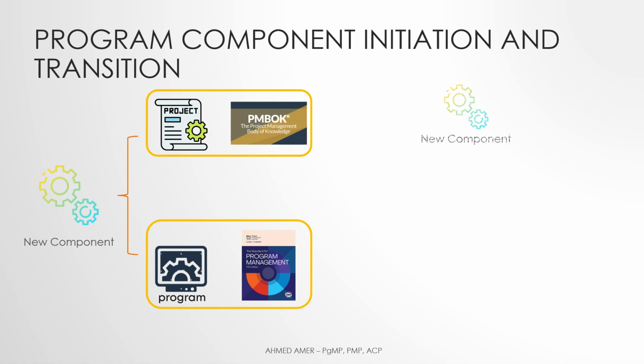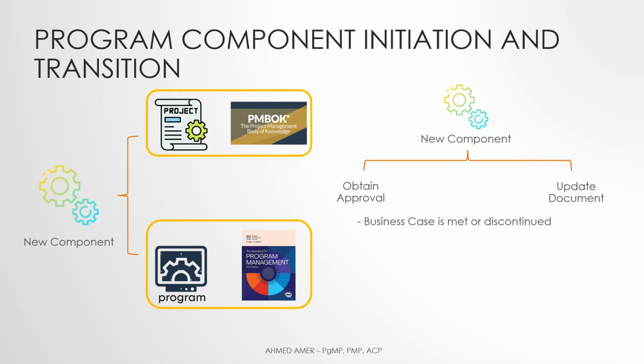When a new component is initiated, all related program level documentation and records must be updated to reflect any changes. Approval is usually needed when transitioning or closing a program component. The review process of closing or transitioning a program component typically includes confirming the business case has been met or deciding to stop pursuing the component's goals.